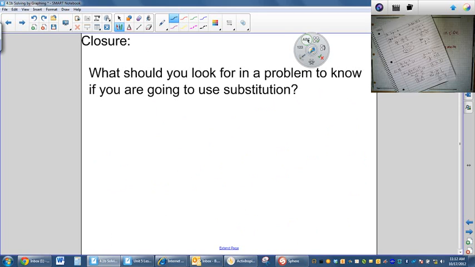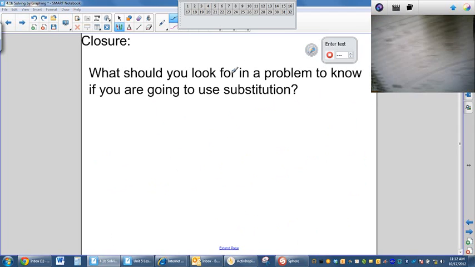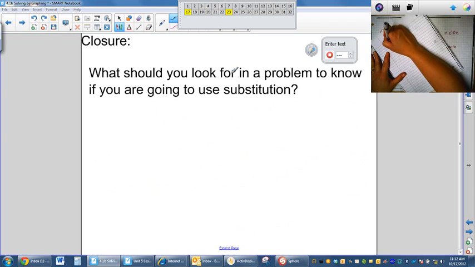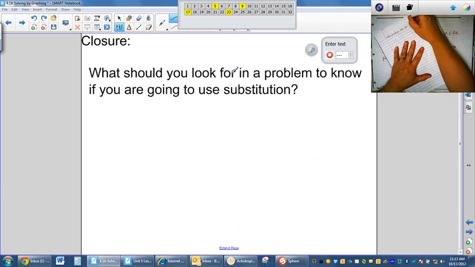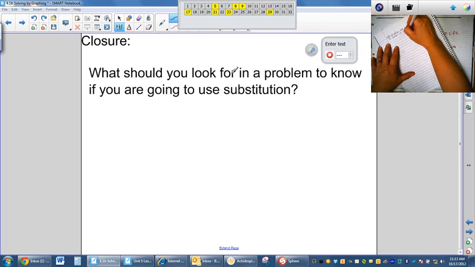Okay, I'd like you to click in. What should you look for in a problem to know if you're going to use substitution? Once again, we're clicking in, so please don't yell after that. Let's let people check, and participate well, everybody. I don't mind if you put some little silly things after you get it correct. Okay. I'll say about 10 more seconds.